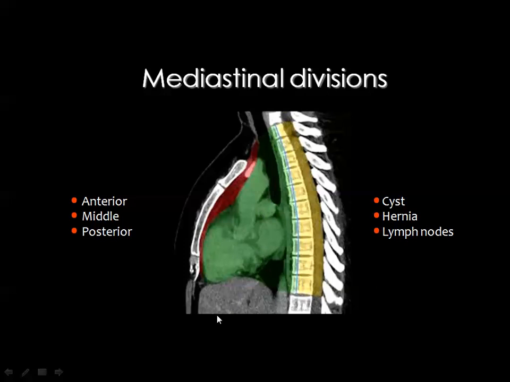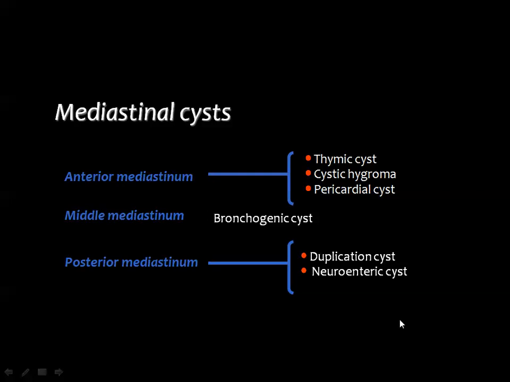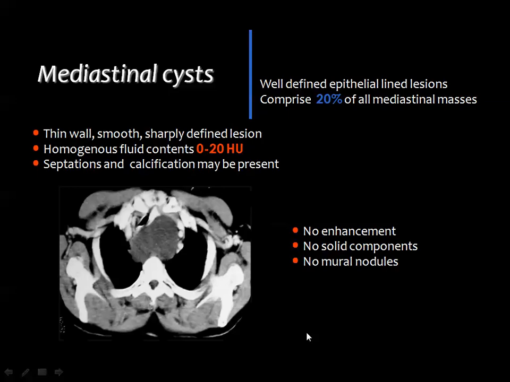Then also, as stated in the mediastinum of adults, there will be in each mediastinal compartment a cyst, a hernia, and a group of lymph nodes. Then these are the mediastinal cysts in the pediatric age group. In the anterior mediastinum, we have the thymic cyst, the cystic hygroma, and the pleuropericardial cyst. In the middle mediastinum, the bronchogenic cyst. In the posterior mediastinum, we have the duplication cyst as well as the neuroenteric cyst.